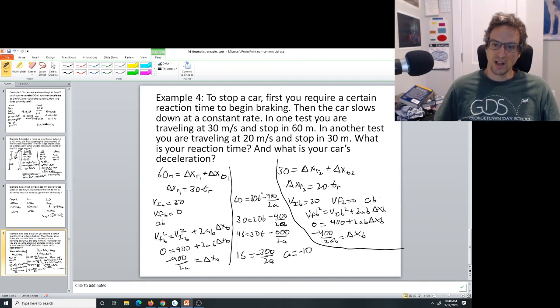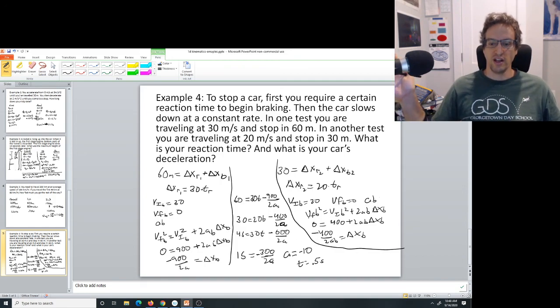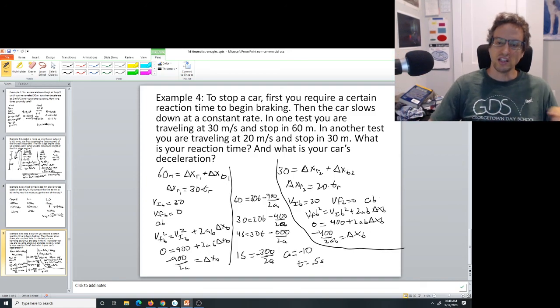And then I can plug that back into this one, and you're going to get that the time is 0.5 seconds. So we knew neither the acceleration nor the time, but we were able to find both the reaction time and the maximum deceleration of the car by doing two different trials, even though we had two unknowns. All right, so that's a pretty complicated one.